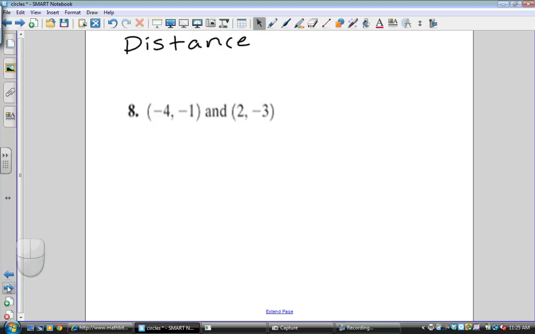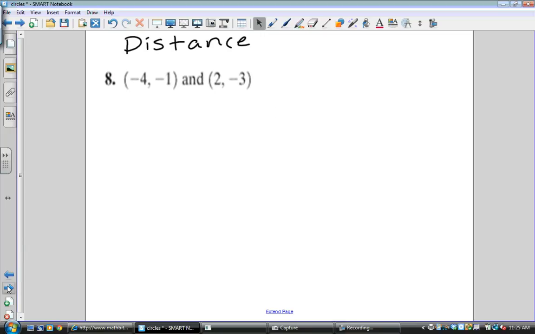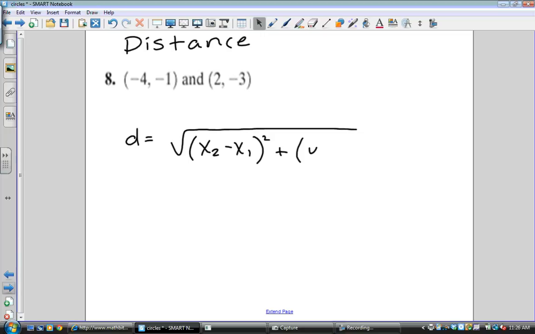Okay, now something else that we're going to need in this lesson to review here is the distance and the midpoint formula. So let's start off here. Let's find the distance between these 2 points. First, let me remind you of the distance formula here. It's the square root of x2 minus x1 quantity squared plus y2 minus y1 quantity squared.